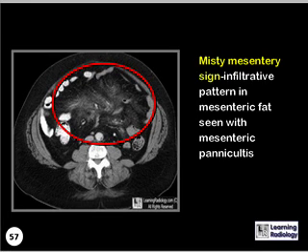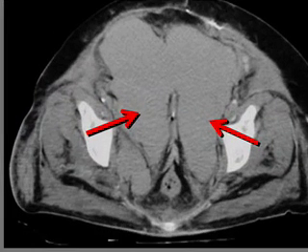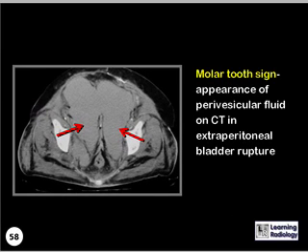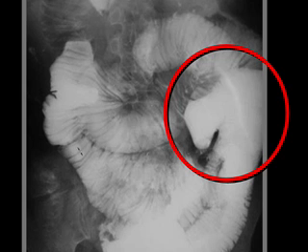This is the misty mesentery sign, an infiltrative pattern in mesenteric fat seen with mesenteric panniculitis. What sign is demonstrated here? This is the molar tooth sign, which is the appearance of perivesical fluid on CT in usually an extraperitoneal bladder rupture. What sign is demonstrated in this disease?